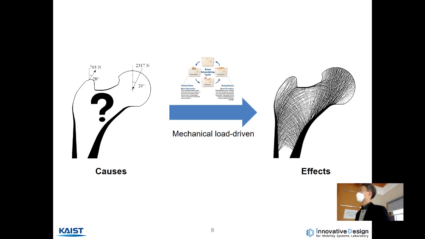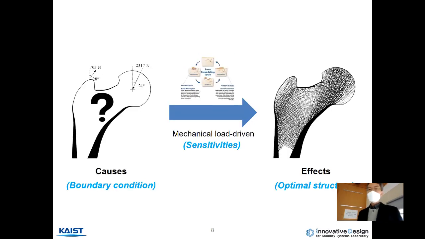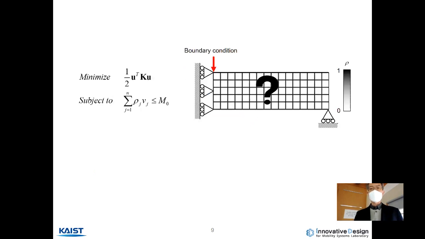Then this same phenomenon can be interpreted in other aspects. If you view these same problems from the optimization viewpoint, then causes can be considered as boundary conditions, mechanical load-driven phenomena can be interpreted as sensitivities, and the resultant structure, although very complicated, is considered as the optimal structure.